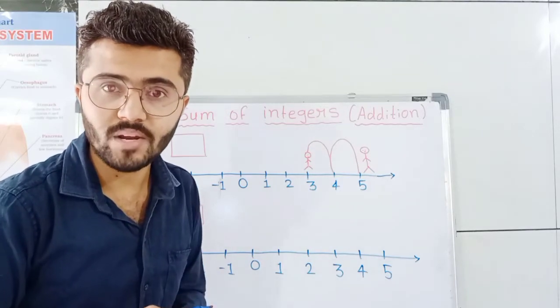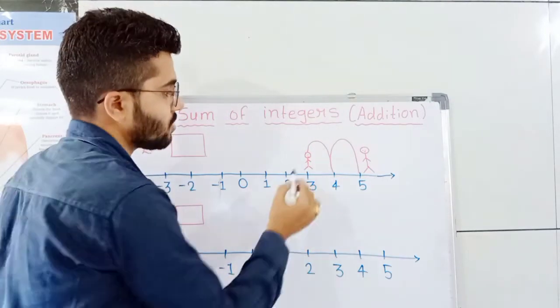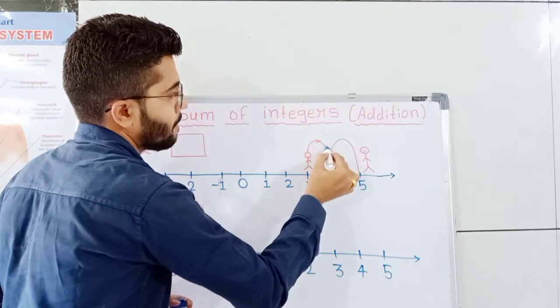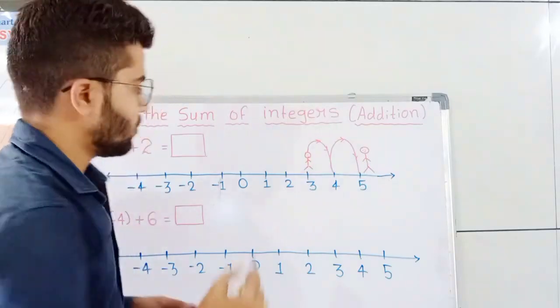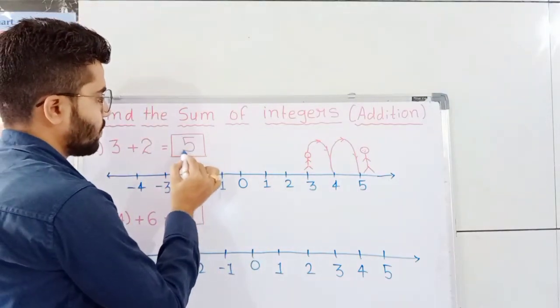Yes, it is also very important to show the direction. It means right hand side. So we show this arrow. Now we are at 5. So our answer is 5.